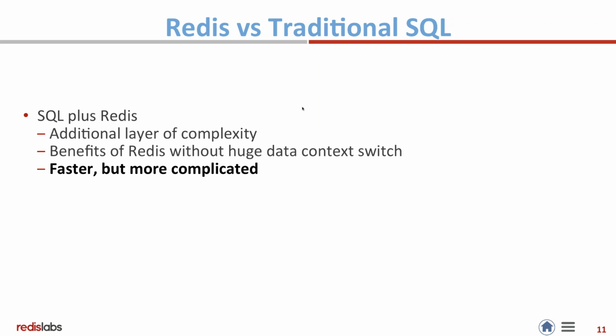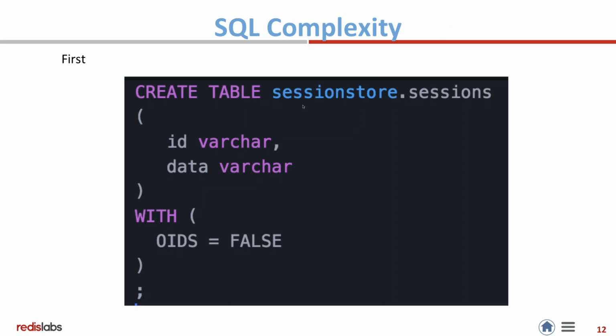The other option that I want to highlight, because this is normally what people will start with, is putting Redis on top of SQL. What this does is add an additional layer of complexity and management. You do get the benefits of Redis without having to necessarily change the entire way that you think about your data, but it is a little bit more complicated and has more places that you have to think about and manage. So to give you an example of what I'm talking about here, I created essentially a strawman application that shows the difference in the complexities here.